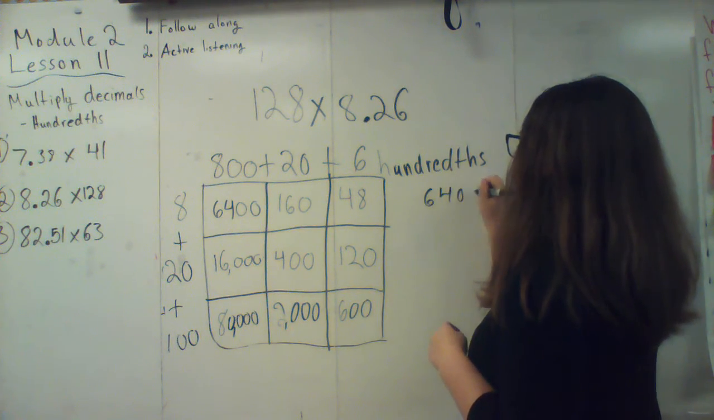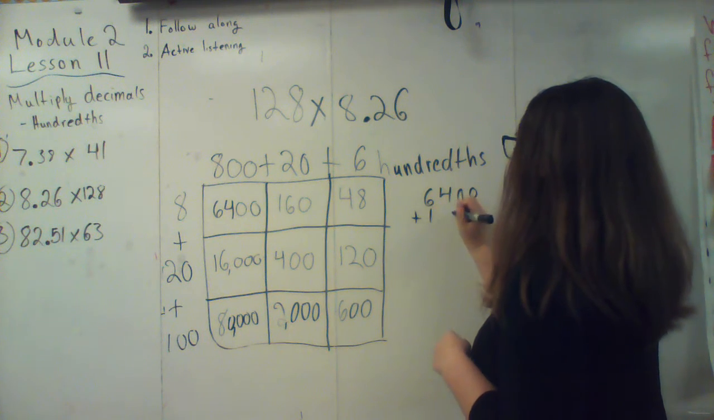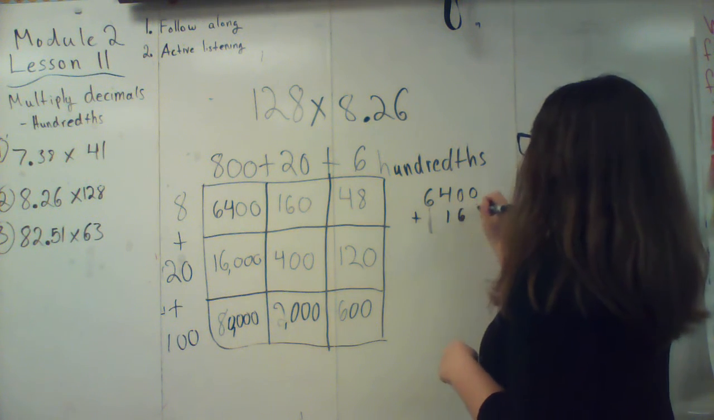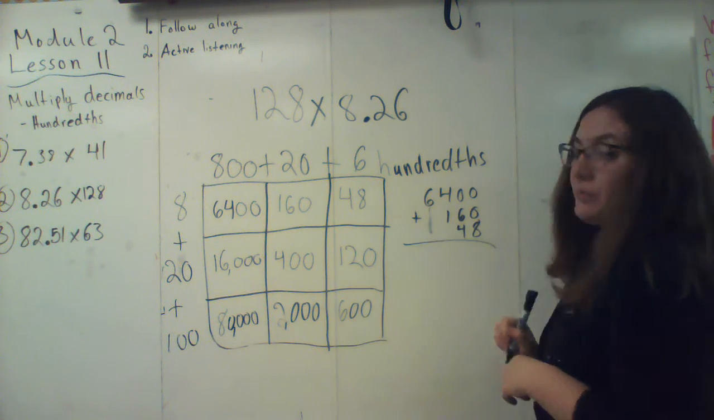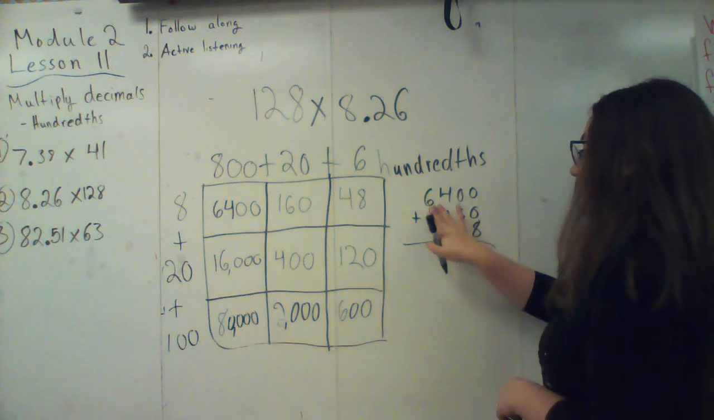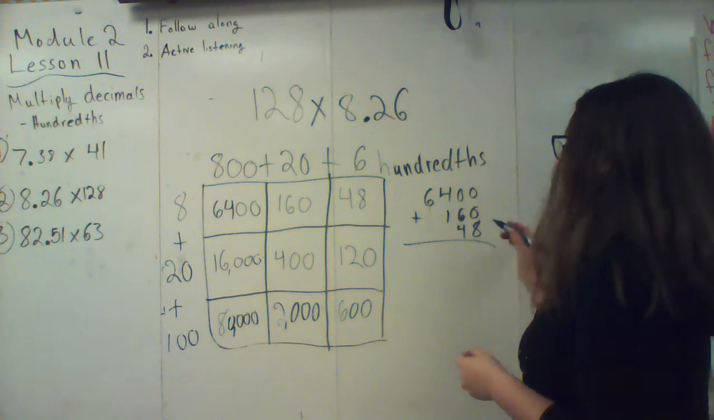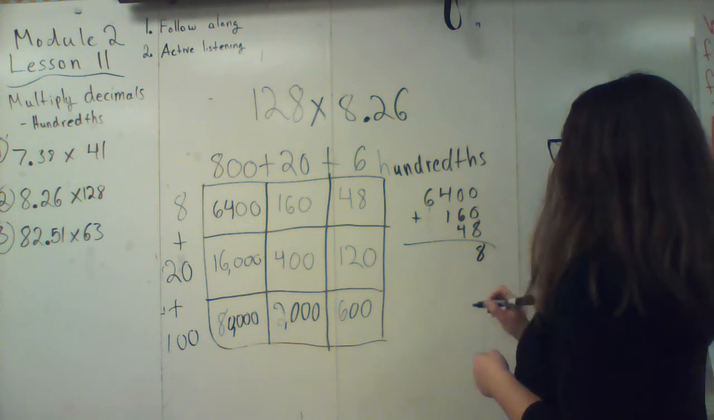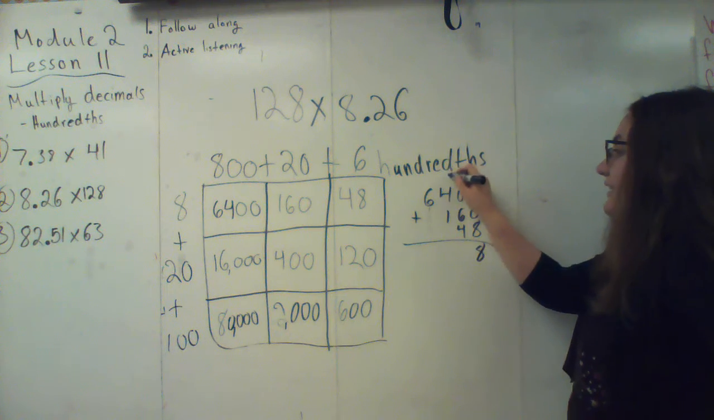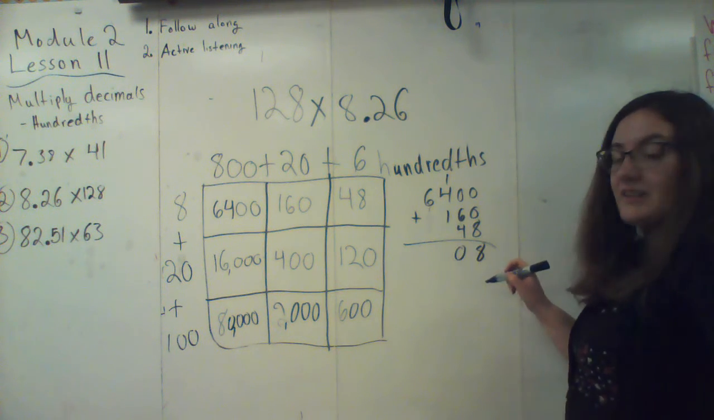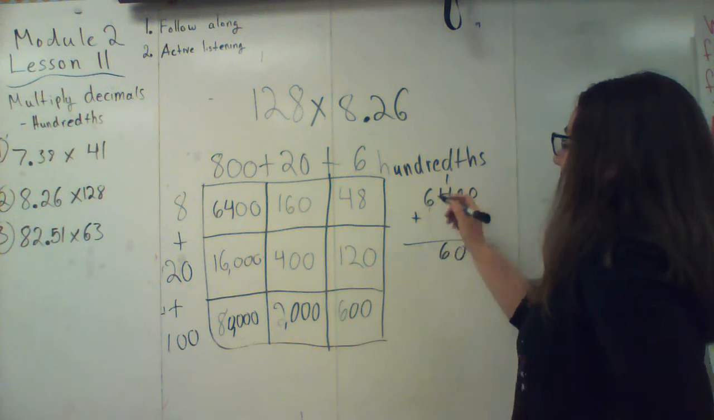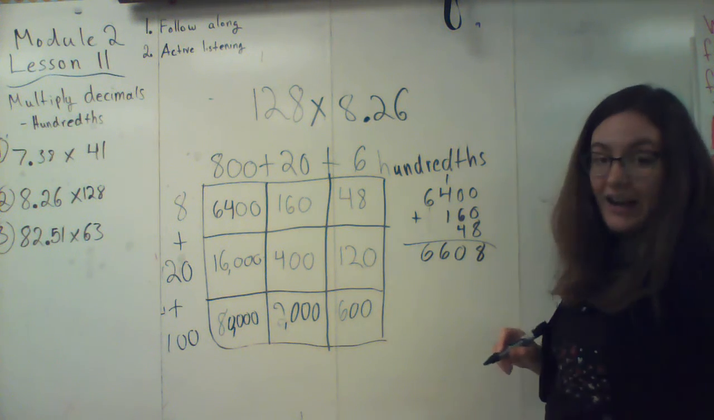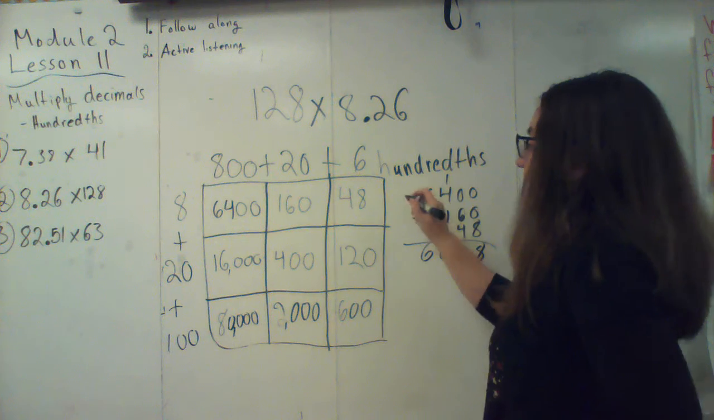So I have 6,400 plus 160 plus 48. So I have all my numbers lined up by their place values, and I can start adding. So 0 plus 0 plus 8 is 8. 0 plus 6 plus 4 is 10. Carry the 1, leave the 0. 1 plus 4 plus 1 is 6. And 6 plus nothing is also 6.